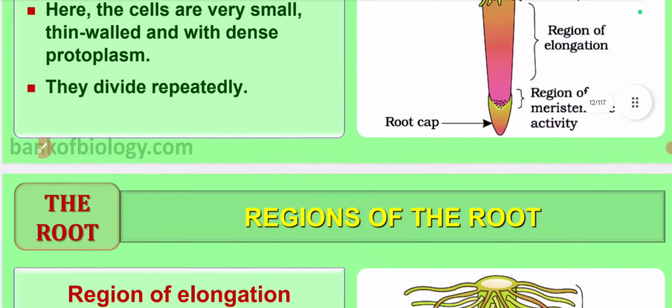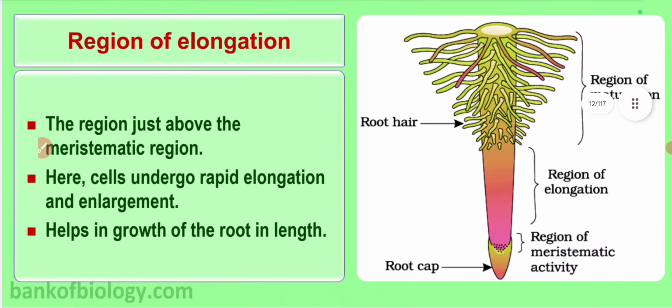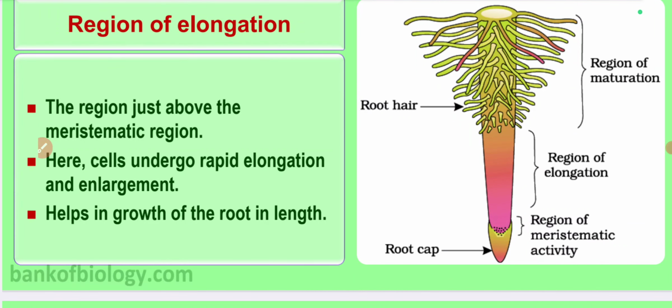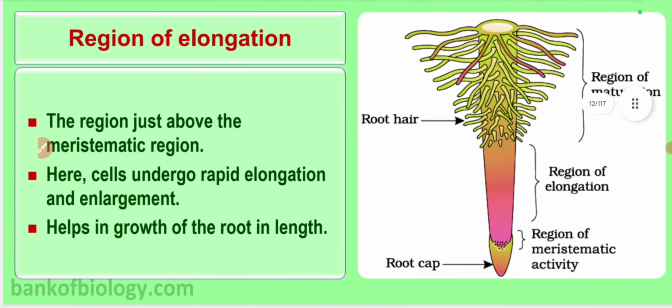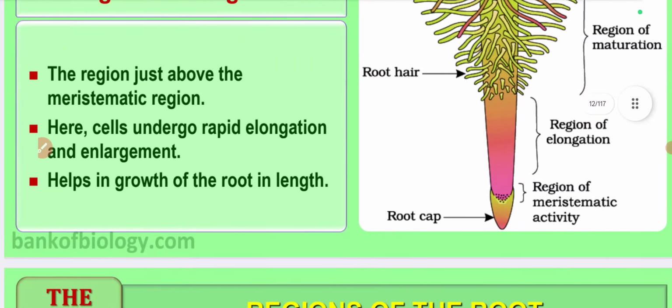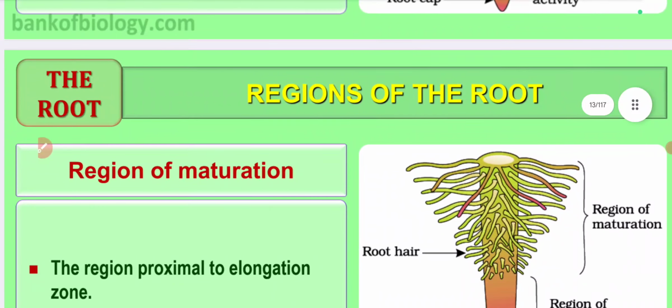Okay. Third is the region of elongation, the region just above the meristematic region, as you can see in the diagram. Here the cells undergo rapid elongation and enlargement, helping in growth of the root in length and width also. So this is the region of elongation. It is found just above the meristematic region, and here the cells undergo rapid elongation and enlargement, helping in growth of the root in length.